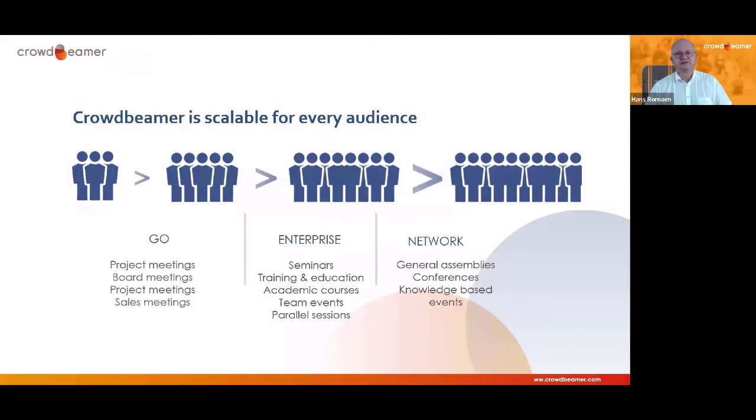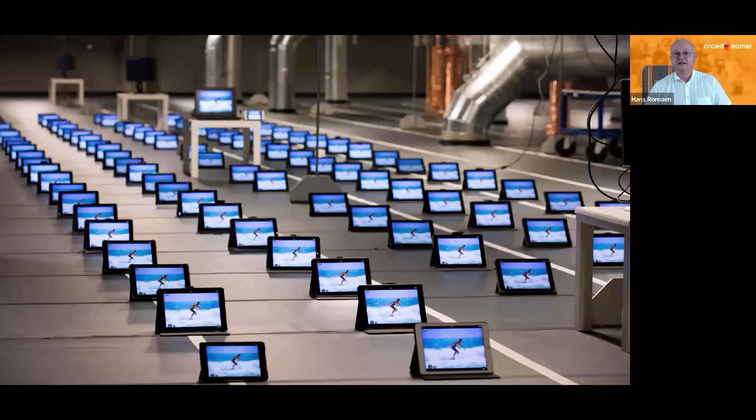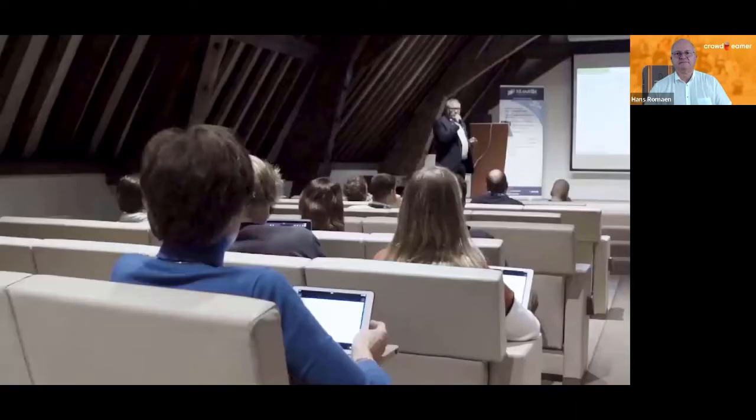We have several versions. The Go version focuses on small groups, meetings in hotel lobbies, training centers, corporate meeting rooms, project discussions, up to 25 users, scalable to 75. The enterprise version is typical for corporate or university auditoriums, for team events in special locations or parallel sessions and international conferences. The Crowdbeamer network that will be commercially available in the middle of 2019 facilitates larger groups or more complex layouts. A short video brings all this to reality.